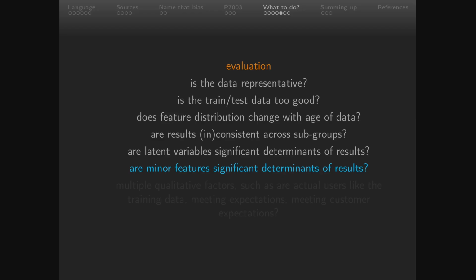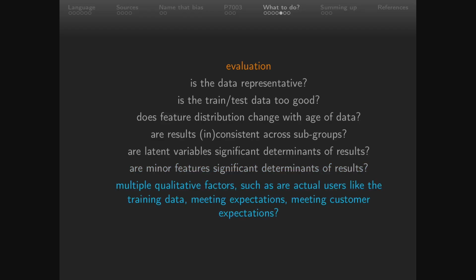So another risk similar to that: minor features may be determinants of results. And then there are multiple qualitative factors, such as how actual users are like the training data, whether it's meeting expectations, there's a confirmation bias, or meeting customer expectations, funding bias. Is it doing what the entity that's paying for this system wants it to do? There's a temptation to make that happen as well.